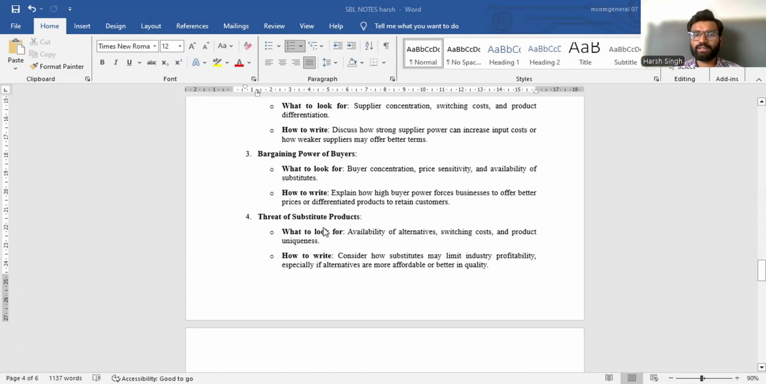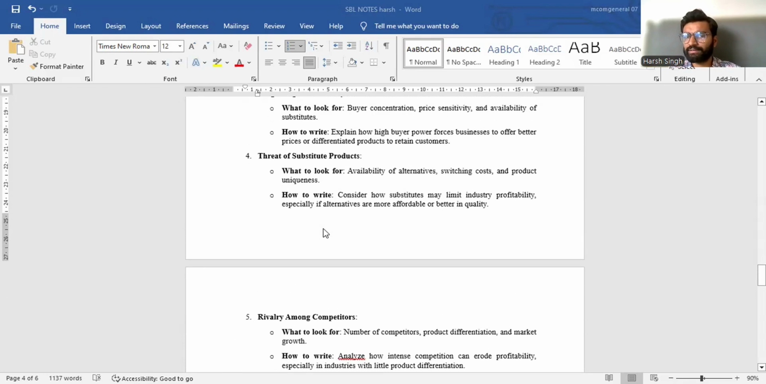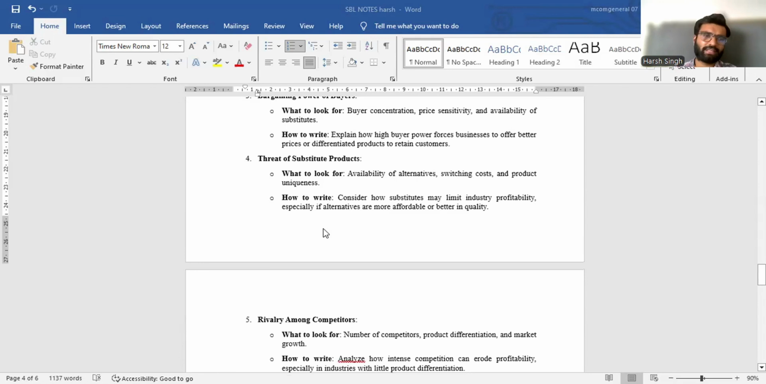Then we have a threat of substitute products. When I talk about the threat of substitute products, what to look for over here is availability of alternatives, switching cost, product uniqueness. So what I just discussed in the buyers, basically buyers power. Now, substitute products are the alternatives that are there. If I take tea, if you are not having a good tea, you can go for a coffee. Correct.